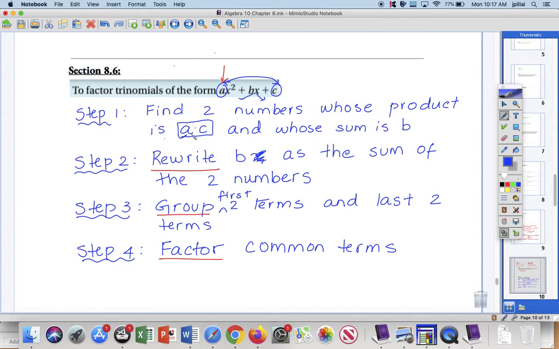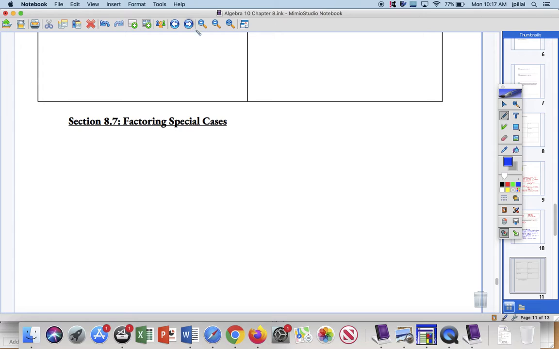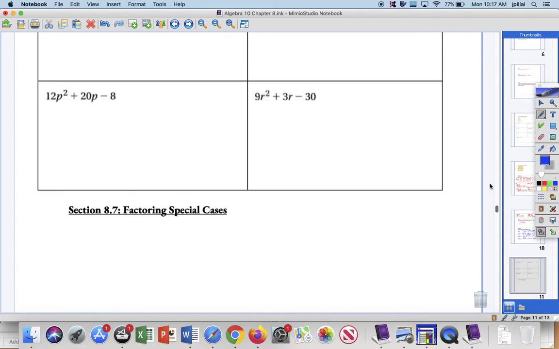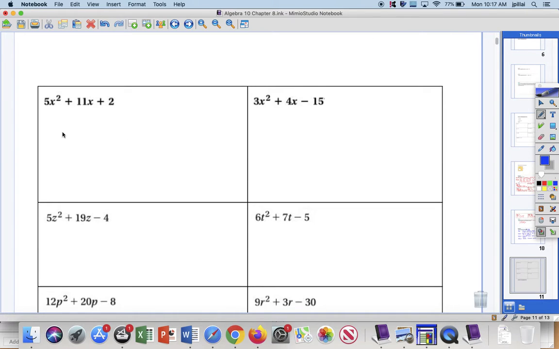All right. So what are we doing? We are factoring trinomials where there's a number for a, there's a coefficient, and then we are going to rewrite, group, and factor. And how does that happen? So turn to your first example. We did that part in class, but I'm just reviewing it for you. So here you're given 5x squared plus 11x plus 2. This is your A, this is your B, and this is your C.